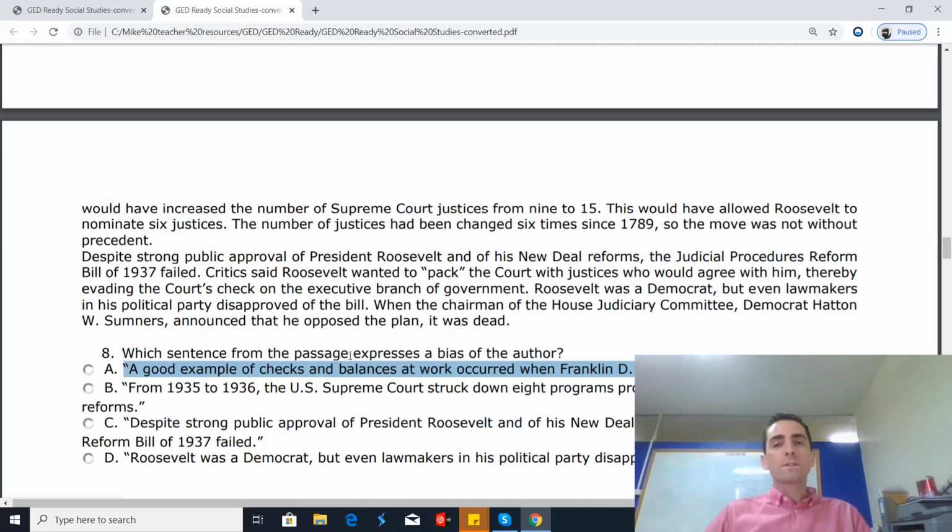You need to be reading closely and reading as quickly as possible, and also eliminating effectively as well.